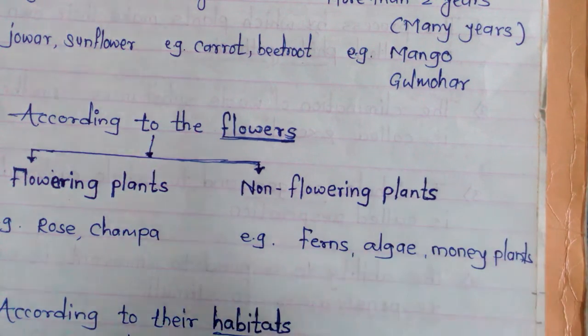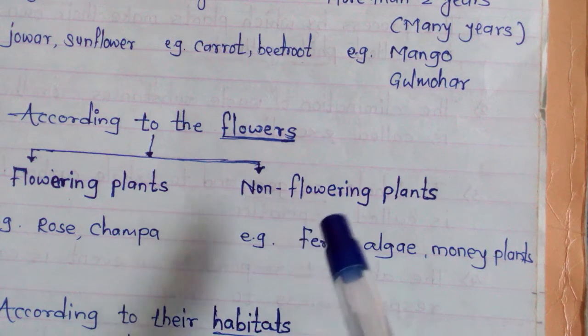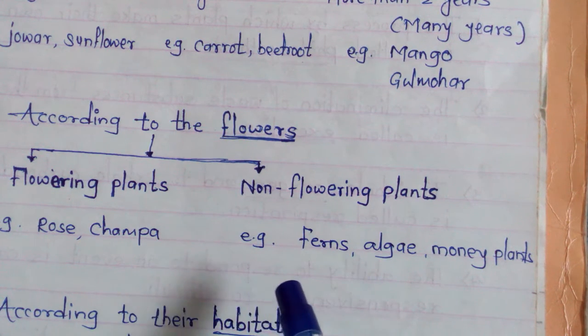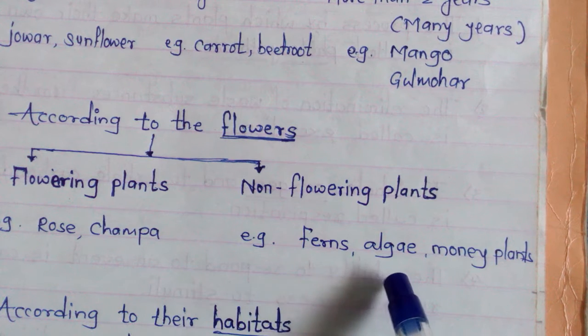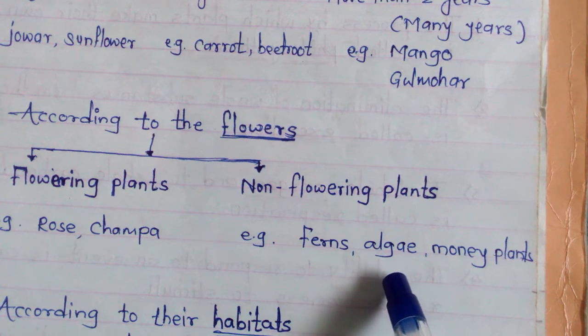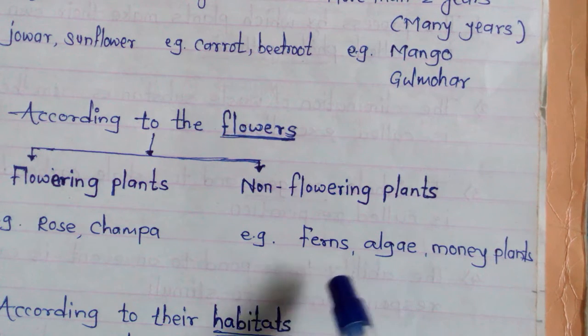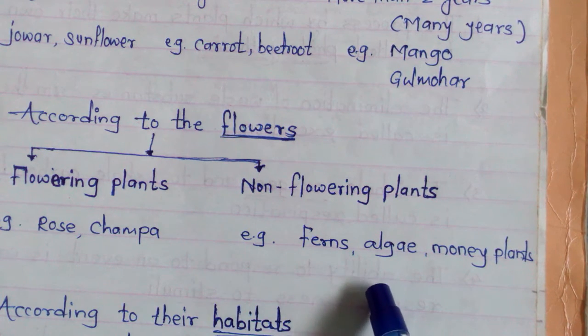And algae, in Marathi we say sheval. Nowadays the rainy season is going on, and on the surface of the ground where there is more water, we see green-colored plants. It is nothing but algae, which also does not bear flowers.